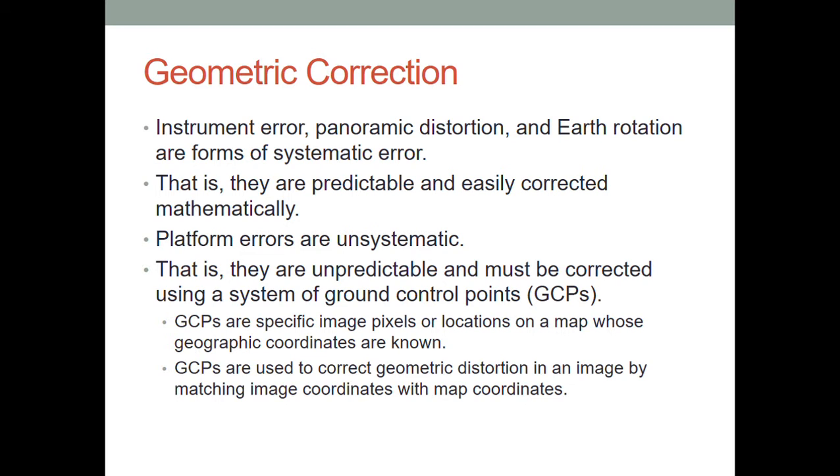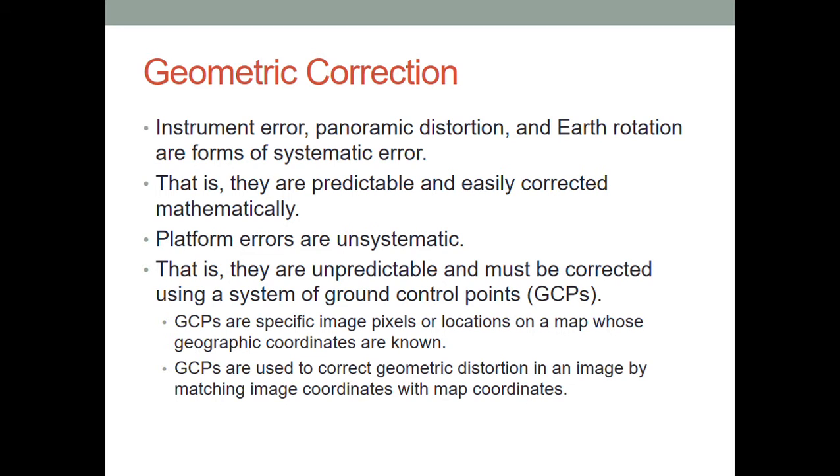However, platform errors are unsystematic, due to various conditions or the environment in which the platform flies. We can't really forecast what will happen. We can't really see where the wind direction goes, and when. There is also the competency of the pilot himself. Even though you use a drone, if you have a slippery hand, you might have a difficult time handling your drone, and so on. And these errors are unpredictable and must be corrected using a system of ground control points.